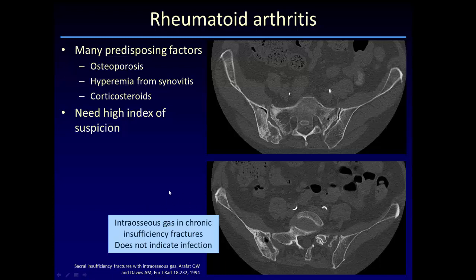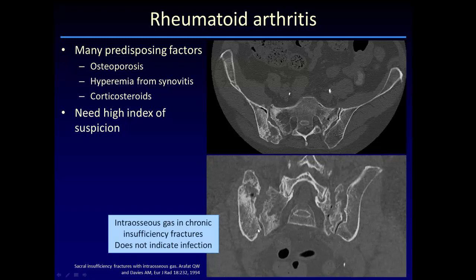So intraosseous gas develops in chronic insufficiency fractures, presumably related to areas where the bone has become necrotic. It does not indicate that there is infection in the bone. So be aware of this. You will see this in the vertebra quite frequently in insufficiency fractures, where you see a vacuum phenomenon in the broken vertebral body, but it is a finding in chronic insufficiency injuries. And here we can see the displaced sacroiliac joint and the number of fractures that are present in this poor patient.